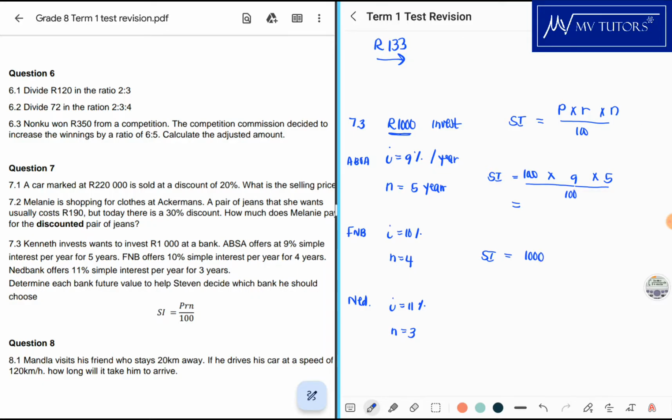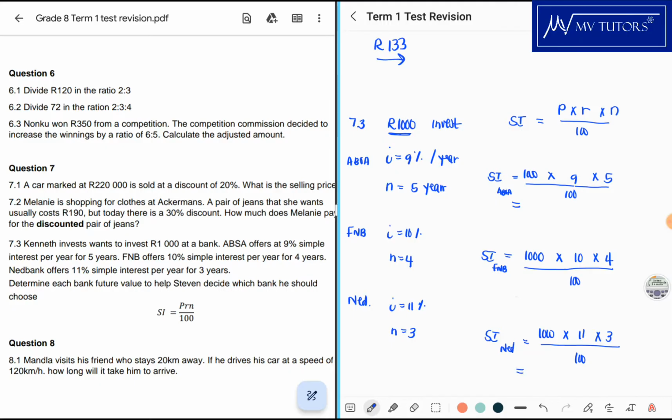So for FNB, we have 1,000 Rand, that's our principal amount. The interest rate is 10%, and we have 4 years. And then lastly, for Nedbank, we still have 1,000 Rand that we put in, and then we have 11%, and then we have 3 years.